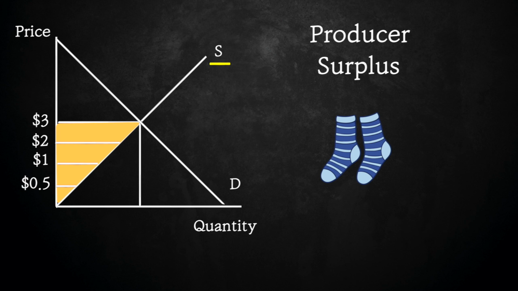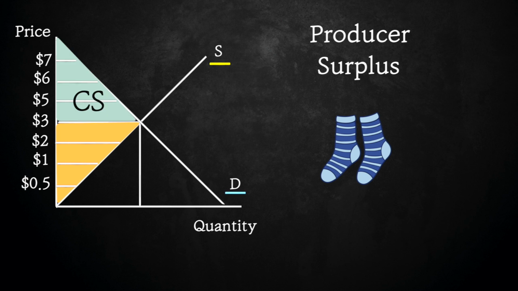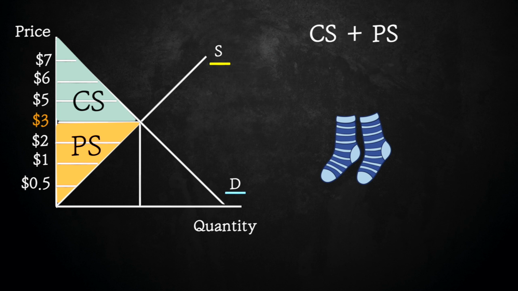So consumer surplus is the area for those that were willing to pay at a higher price than the market equilibrium, which is at $3. And producer surplus is the area for those that were willing to sell at a lower price than the market equilibrium. So this benefit, caused by the difference between expectation and reality, is called surplus. Now the sum of consumer surplus and producer surplus is commonly referred to as the social surplus.